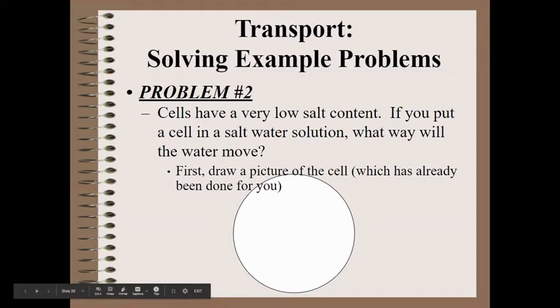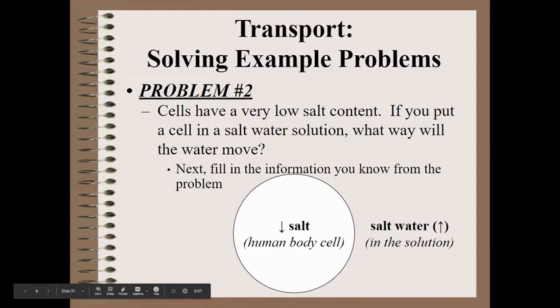All right, so now we have another problem. And here it says that cells have a very low salt content. If you put a cell in a saltwater solution, what way will the water move? So first, we draw a picture of the cell. Next, we put what information we know from the problem. So our cells have a low salt content, and we're putting it in salt water. And so if we have salt water, it's going to have a high salt content.